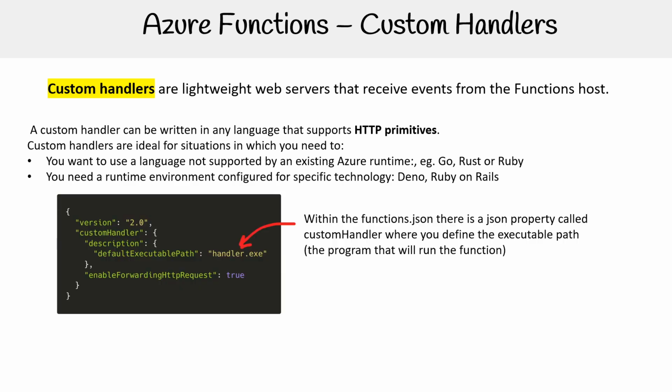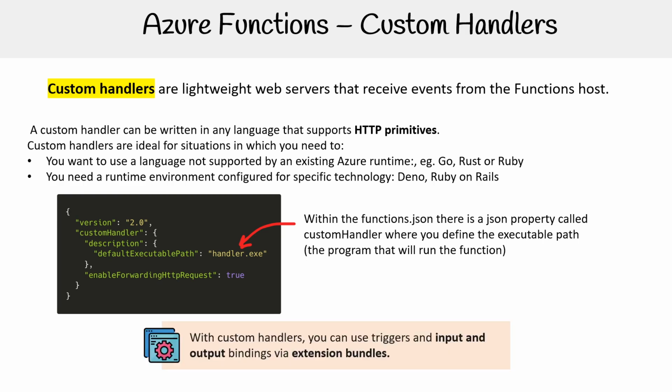And so within your function JSON, the idea here is you'll have a custom handler section, and this is going to basically define the execution path, because it basically is running a program. With custom handlers, you can use triggers and input and output bindings via the extension bundles.